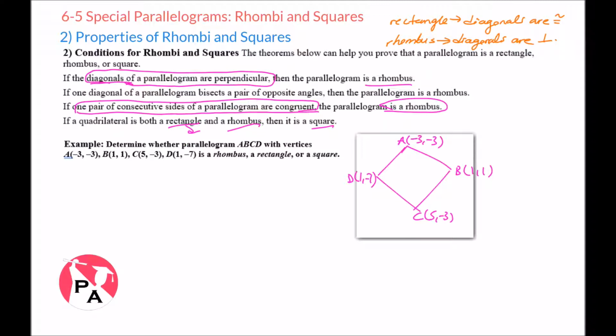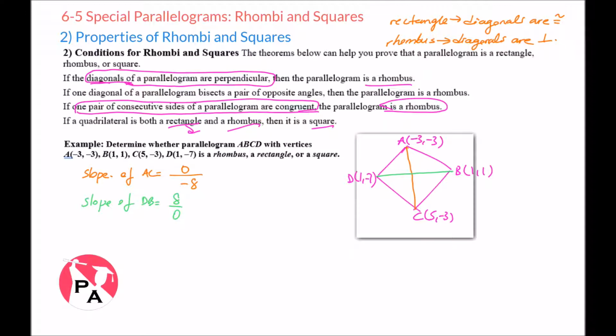So now let's get to work and see what the slope of AC is. For the slope of AC, we subtract the y values and get 0. -3 minus -3 is 0. And then we subtract the x values. -3 minus 5 is -8. Now we need to find the slope of DB. The slope of DB is equal to, we subtract the y values first. 1 minus -7 is 8, and 1 minus 1 is 0.